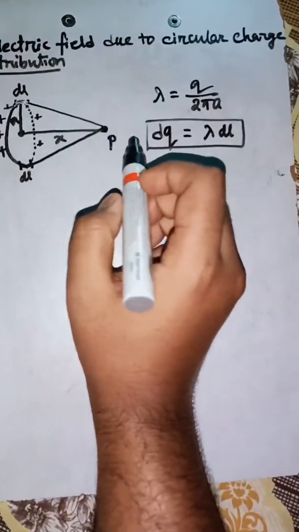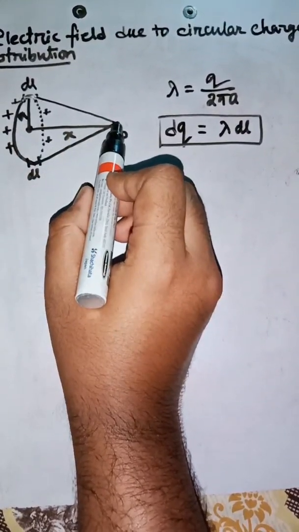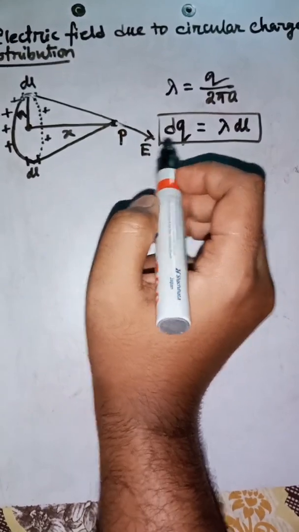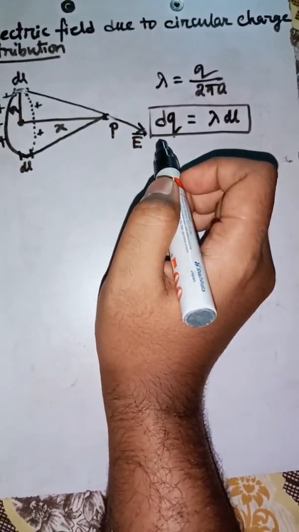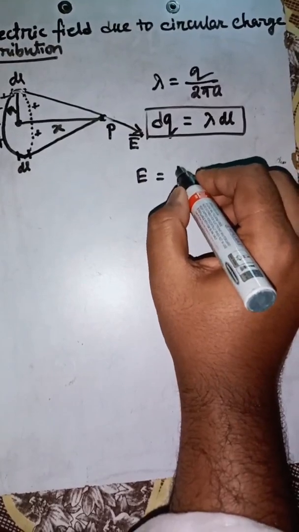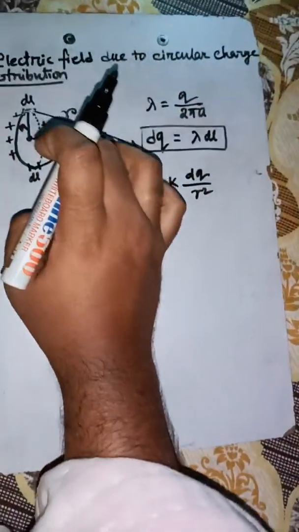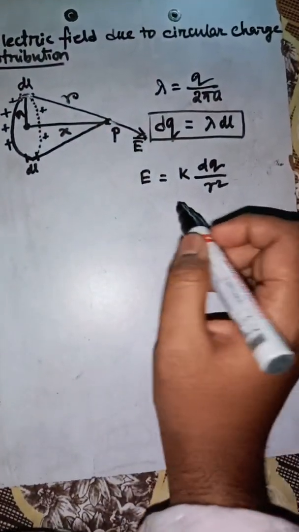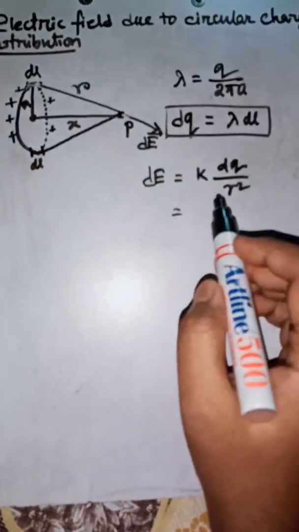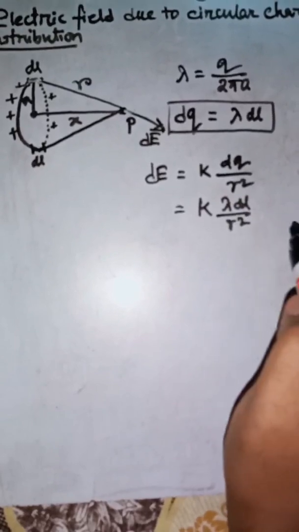Now what will be the electric field intensity at P due to this dl? We know, since this is a positive charge, the electric field intensity will be directed outward. So this is the electric field direction. And what will be the magnitude of the electric field? E is equal to small k dq by r square. What is r? This is r. So let me write it as dE. So dE is equal to k dq by r square, so k into lambda dl by r square.